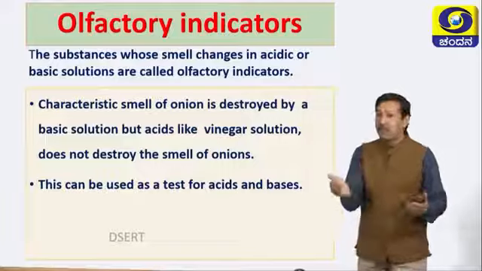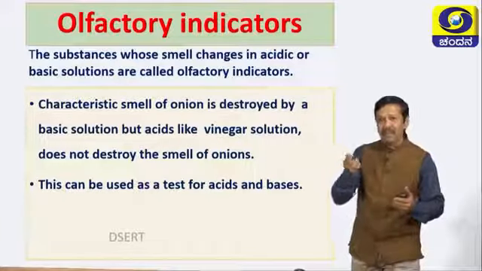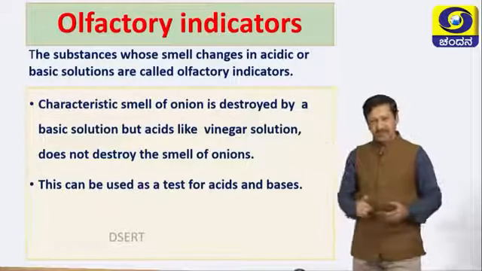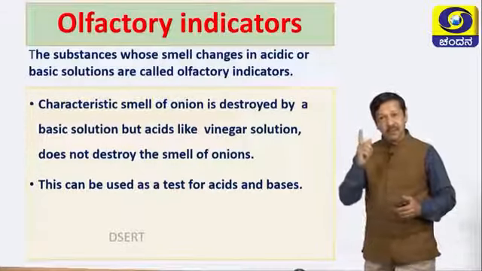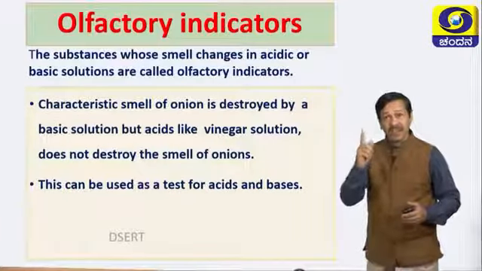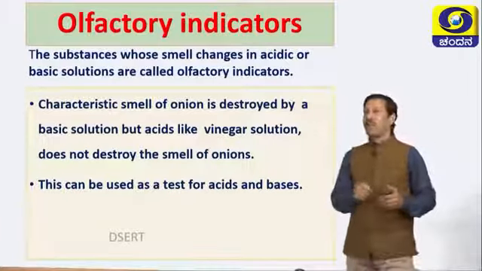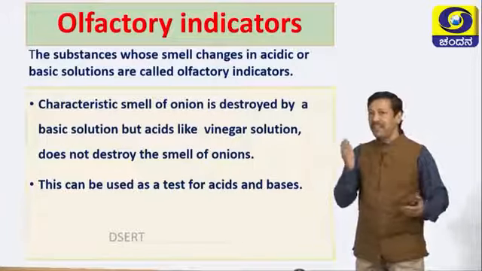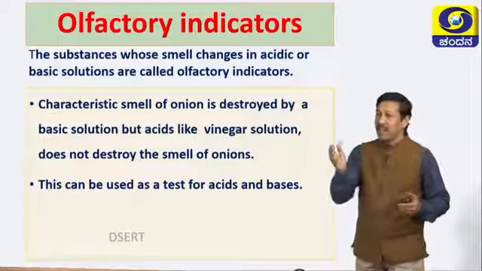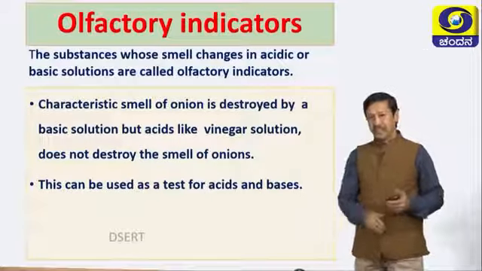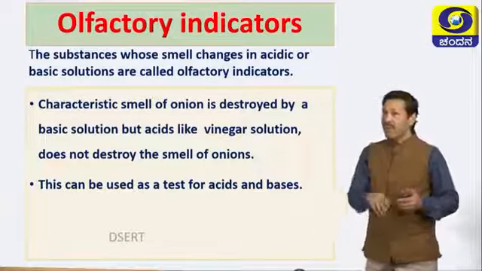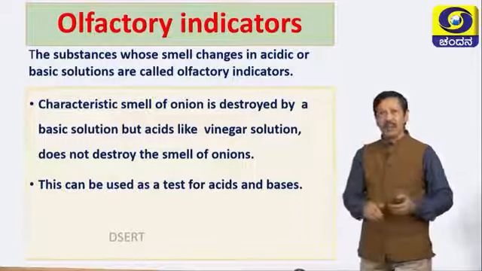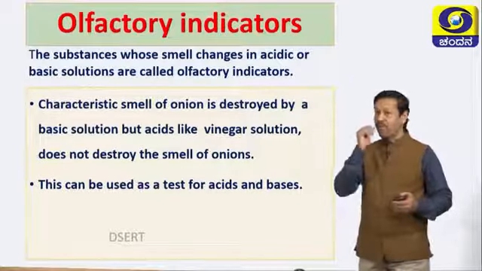After that, to remove bad breath, what are you doing? You are brushing with paste which contains a base. Hence, you now know what an olfactory indicator is and how it works. A base removes the smell of onion, so you can easily identify acid and base by using an olfactory indicator. Similarly, clove oil and vanilla essence, you can also test at home. This is very simple and easy, and also fun for you.